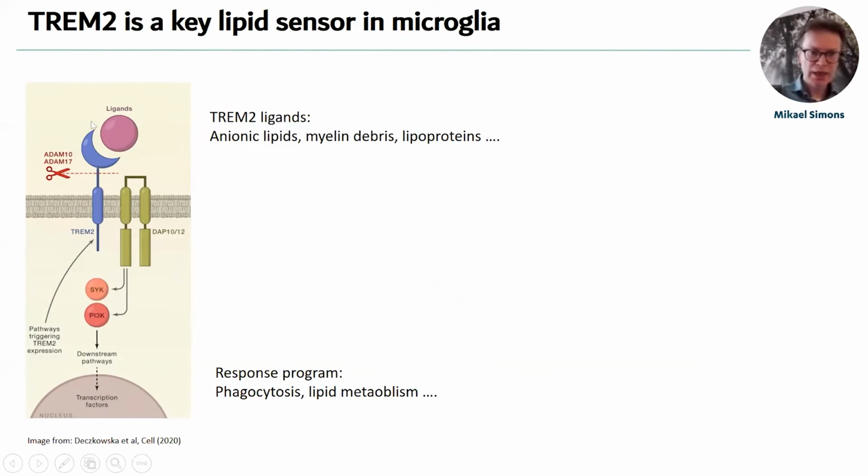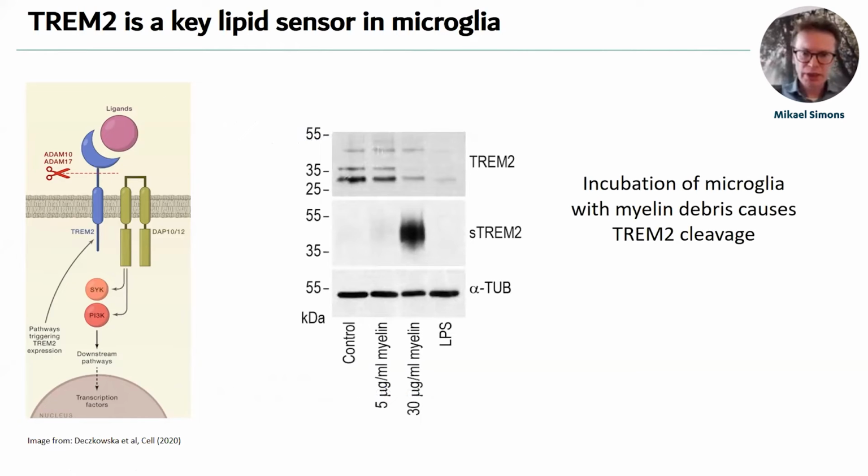Now, once the ligand has bound to the receptor, it induces a signaling pathway based on PI3 signaling and other not so well understood signaling cascades. But at the end, there's a well-known response program, and the response program are genes transcripts involved in phagocytosis and lipid metabolism. Now, the negative feedback of this pathway is a cleavage here by metalloproteases, which turns down the signaling.